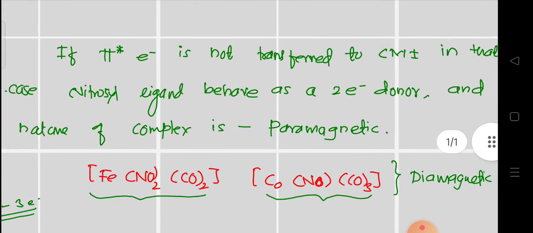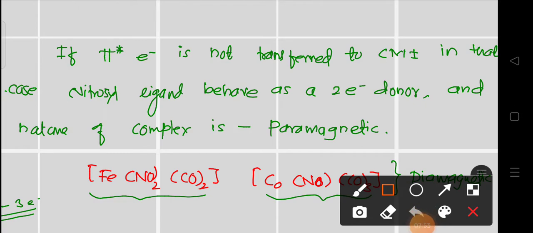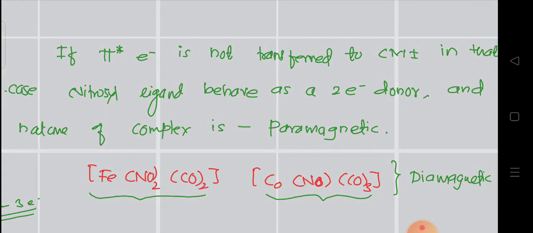As you know, we have a simple case like this one. How many different types of NO are there? The valence electron in NO is present in the pi star orbital. If it is not donated to the central metal ion, then NO simply acts as a 2 electron donor, and the complex becomes paramagnetic. So remember, if the pi star electron is not donated to the central metal ion, it is a 2 electron donor, and such a complex is called a paramagnetic complex.